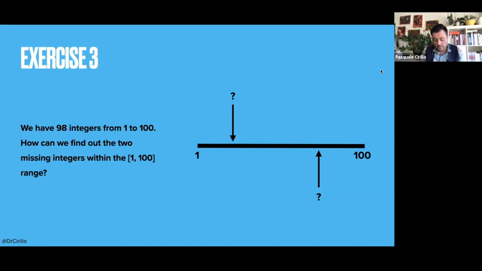Because obviously, if I order all my integers, at a certain point I will find a gap, and that is a missing integer. But you don't want to do that. You want to find a way to find out what the missing integers are using results that you know from mathematics. This is exactly the type of problem that you can try to solve with series summation. How can you do that?